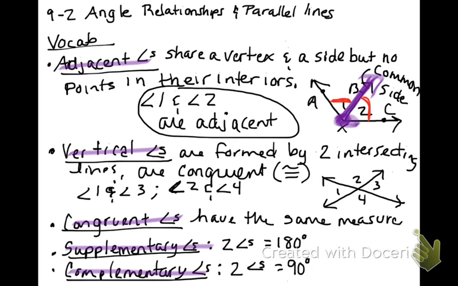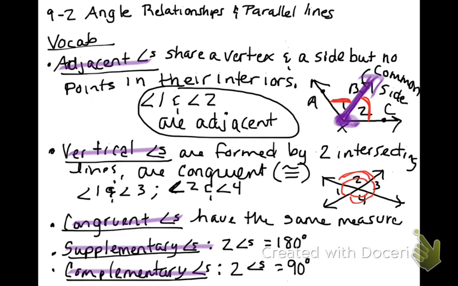And then you have vertical angles, and they are formed by two intersecting lines, and they are congruent to each other. So if I look, they have two intersecting lines. I did a picture, and angle 1 and angle 3 are congruent to each other. They're vertical angles. They're opposite on the two sides of the lines. So then angle 2 and angle 4 are also vertical angles, and they're congruent to each other.